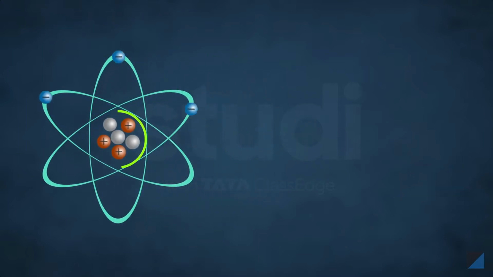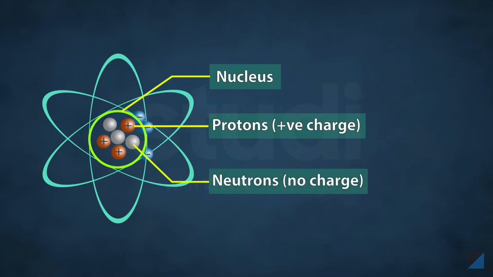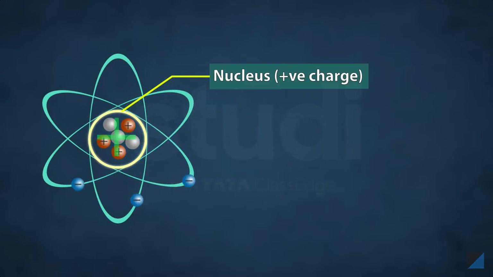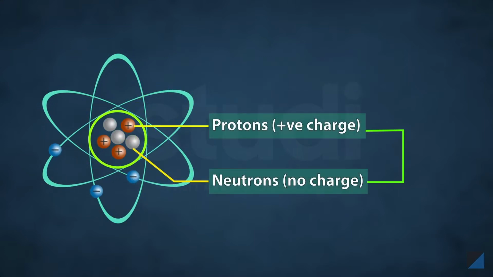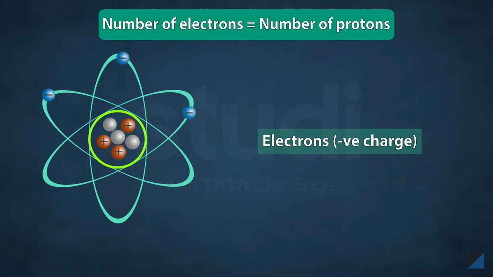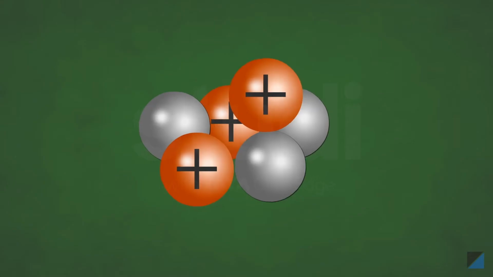An atom has a central nucleus which contains positively charged protons and neutrons with no charge. So, the overall nucleus is positively charged. Protons and neutrons are collectively called nucleons. Electrons are negatively charged and revolve around the nucleus. An atom has the same number of negatively charged electrons and positively charged protons.